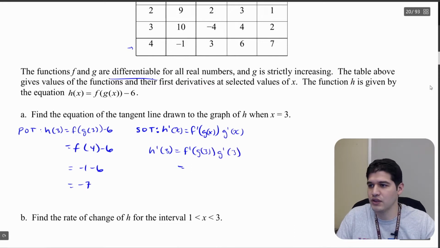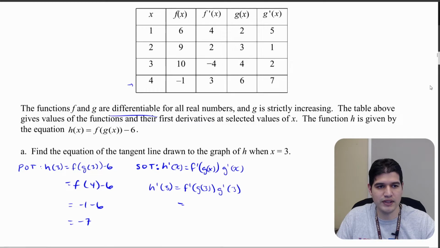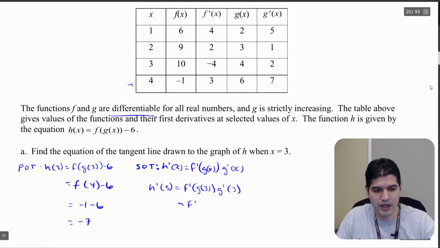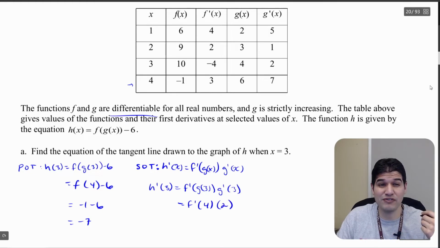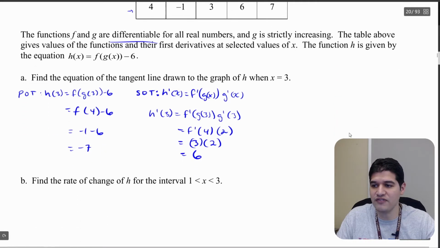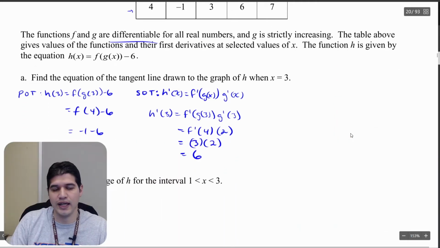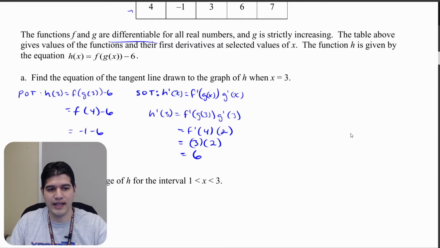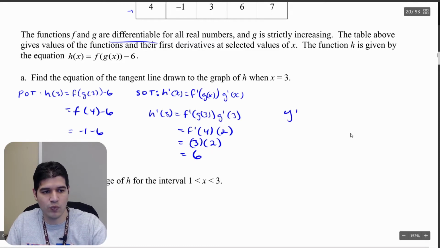All right, so g of 3 is going to be 4. So I'm going to have f prime of 4 there, and then g prime of 3 is going to be 2. And then f prime of 4 is going to be 3. So I get 3 times 2, which gets me 6. Now I have enough information to go ahead and write the equation of the tangent line. So that's going to be y plus 7 equals 6 times x minus 3.